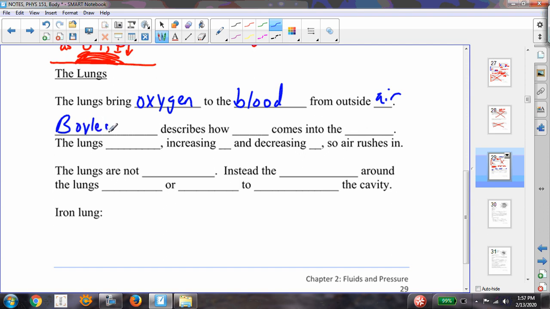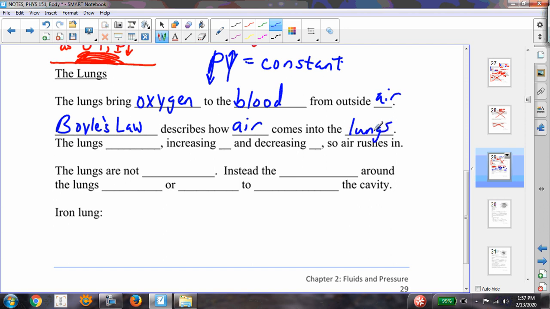We've talked about this. In fact, I think we had a question about this. Remember, Boyle's law says that the pressure times the volume is equal to a constant value. And so pressure and volume are inversely related. That is, if pressure goes down, volume goes up, and vice versa. So Boyle's law describes how air comes into the lungs.